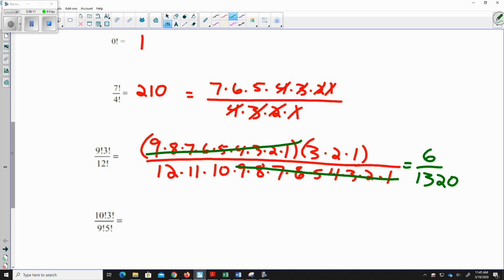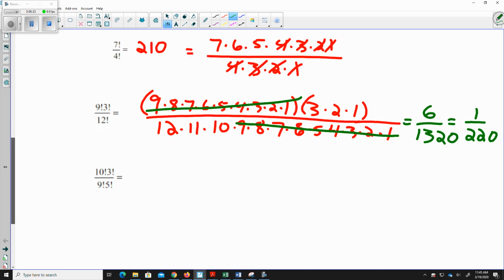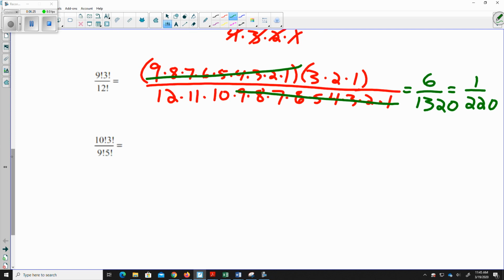I can simplify that to 1 over 220. All right, so let's try the next one here. Now, if you want, you can start to simplify things a little bit here. I know that 10 factorial is actually 10 times 9 factorial, right? You just keep going down 9, 8, 7, 6, 5, 4, 3, 2, 1. I can write it like that.